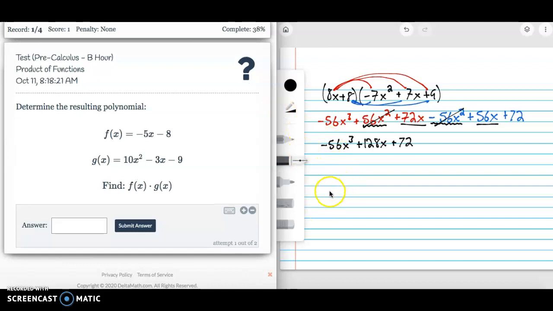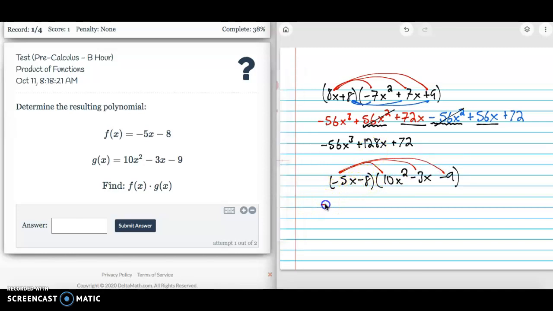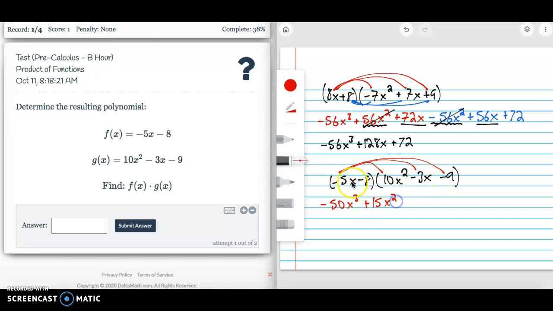So we've got f of x is negative 5x minus 8, and g of x is 10x squared minus 3x minus 9. I'll multiply my first term times each piece in g of x. Negative 5x times 10x squared gives me negative 50x cubed. Negative 5x times negative 3x gives me positive 15x squared. Negative 5x times negative 9 gives me a positive 45x.